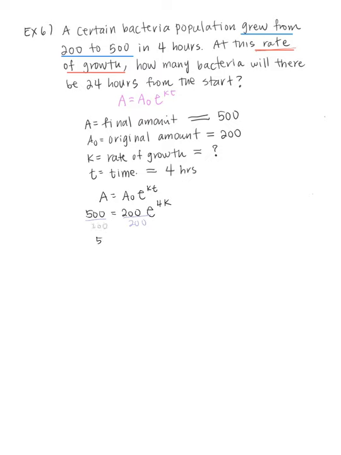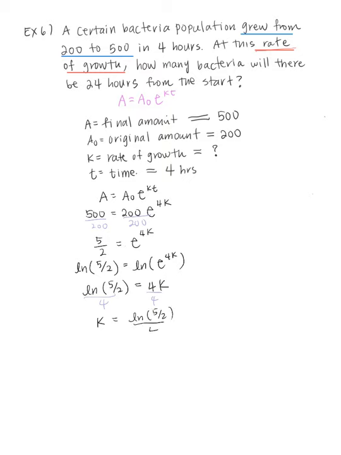Then what we're going to get is 5 over 2 equals e to the 4k. All right, now in order for us to solve for k, I need to get rid of the e. So what do we do? Yes, take the natural log of both sides. Natural log of 5 over 2 equals natural log of e to the 4k. Now ln of 5 over 2 is again some kind of a decimal value, and here you're going to have 4k. All right, now almost home. Dividing by 4, what do we get? Our k is ln of 5 over 2, whole thing divided by 4.